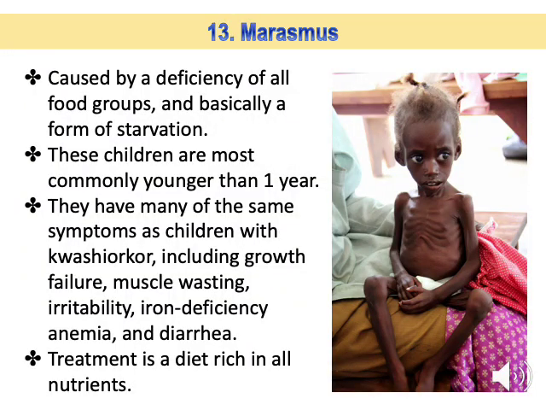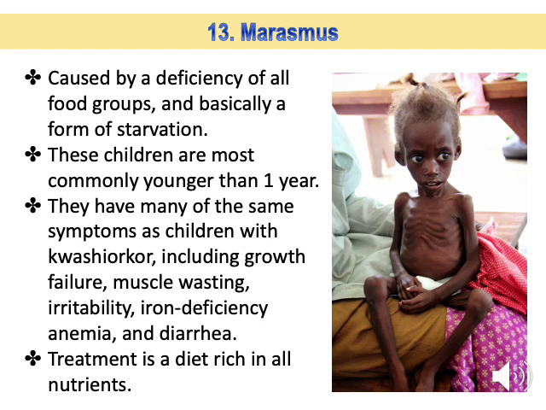Marasmus is also a malnutrition caused by a deficiency of all food groups. This is basically a form of starvation. These children are most commonly younger than 1 year. Although common in developing countries where food supplies are short, it can also be seen in grossly neglected children or those with failure to thrive.